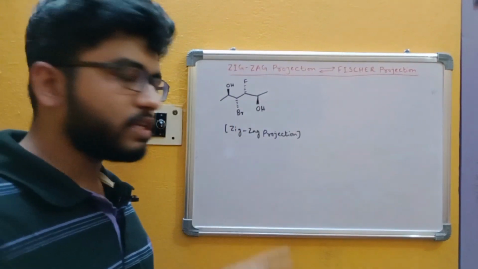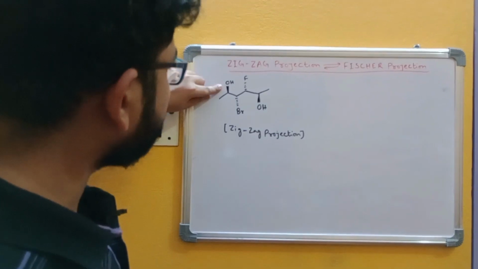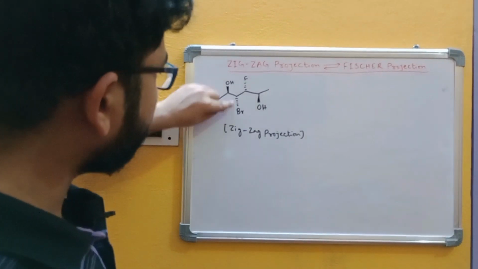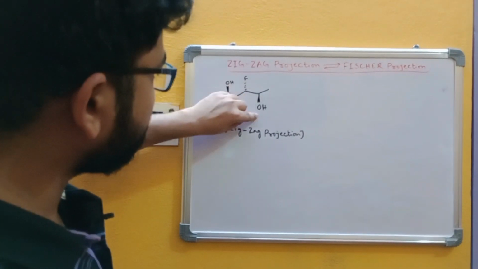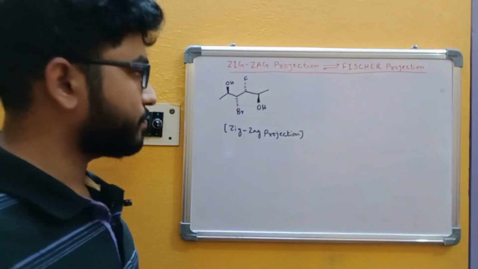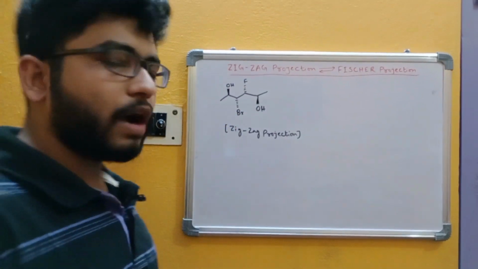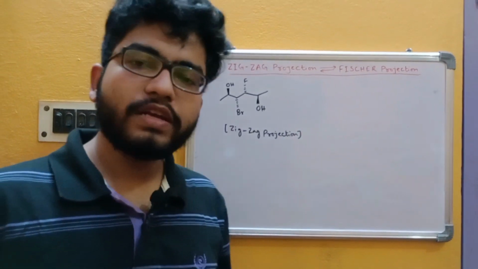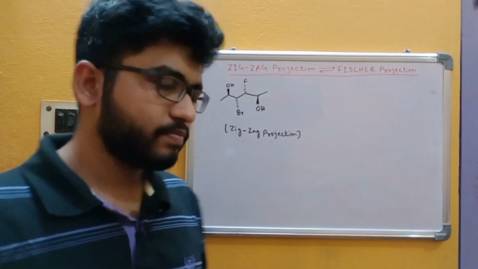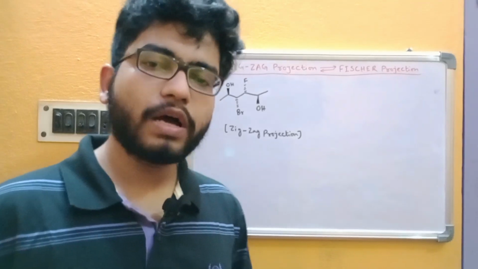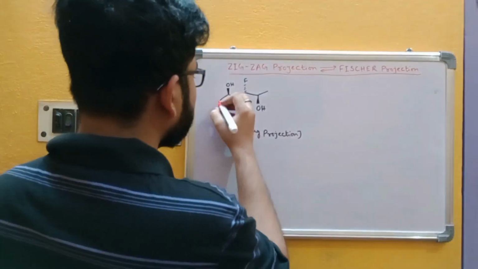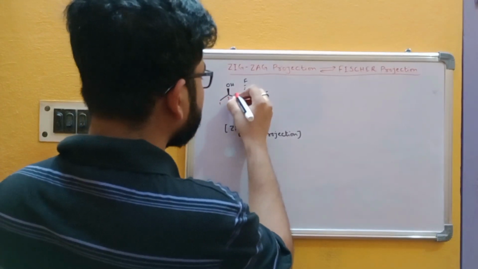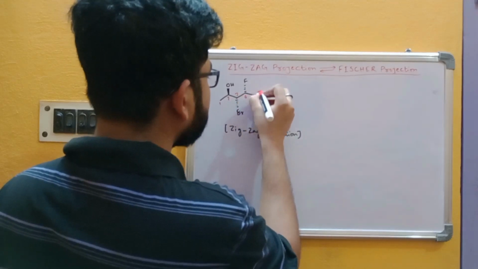In this zigzag projection, we can see that this OH is above the plane, this Br is below the plane, this fluorine is below the plane, and this OH is above the plane. Now how can we convert this into Fischer projection? We will discuss the step-by-step method. Firstly, we have to do numbering. So this is number 1 carbon, this is 2, this is 3, this is 4, this is 5, and this is 6.